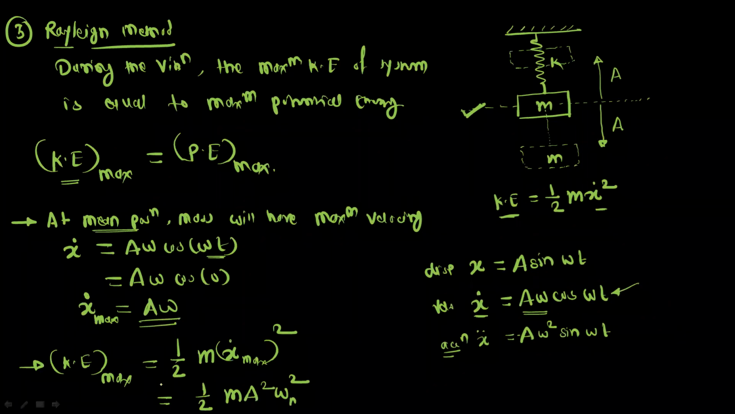Now we have to find out the maximum potential energy. So potential energy, its general equation is 1 by 2 k x square. Okay. So potential energy will be maximum if there is a maximum deformation of the spring. So now observe this oscillation.